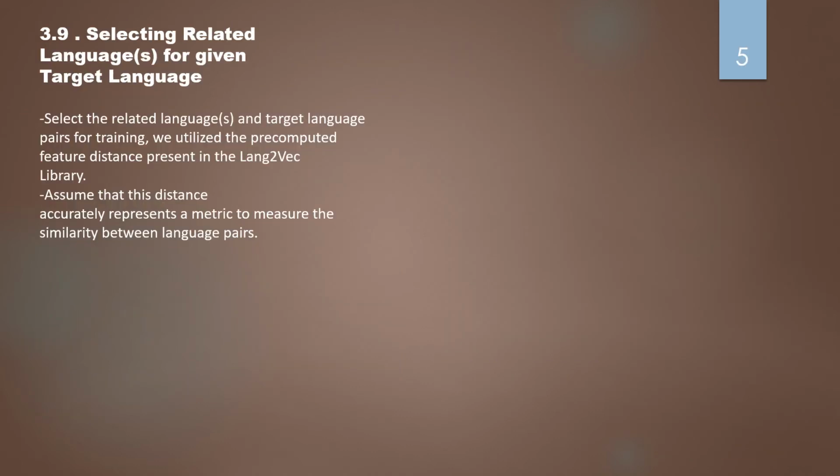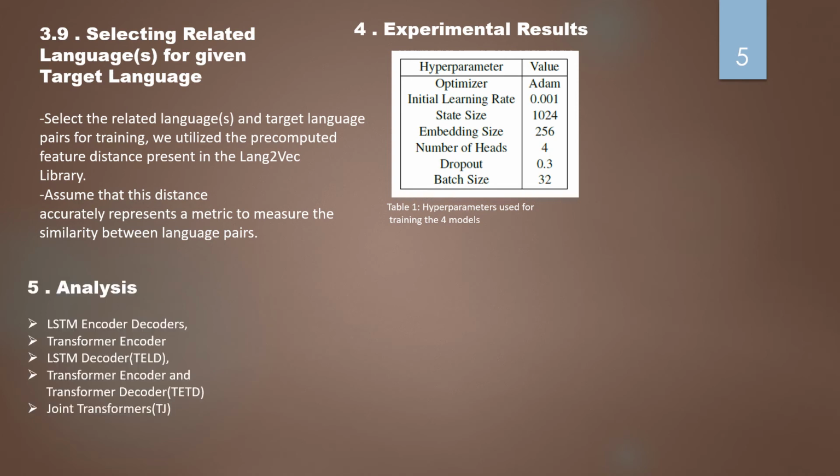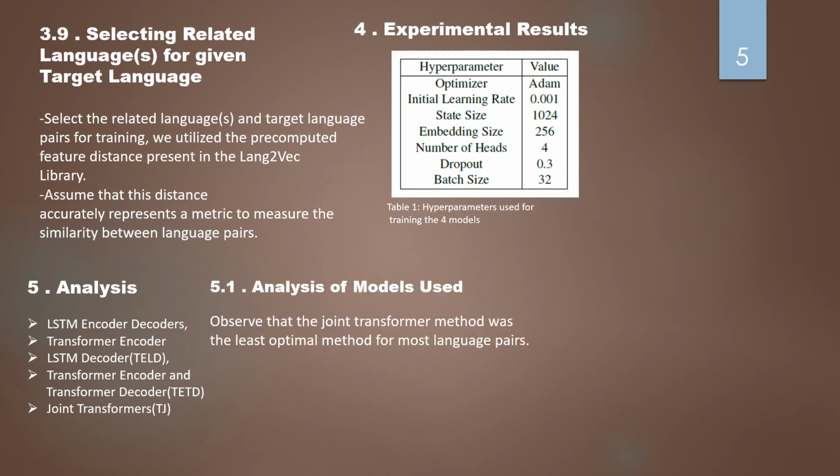Subsection 9. Select the related languages and target language pairs for training. They utilize the pre-computed feature distances present in the lang2vec library. Number 4 is the experimental results section. Number 5 is submissions, shared in the unconstrained setting and two in the constrained setting. Then the analysis part. The approach of generating morphological inflections encapsulated several models, whose names are included in this slide. And the next is subsections.